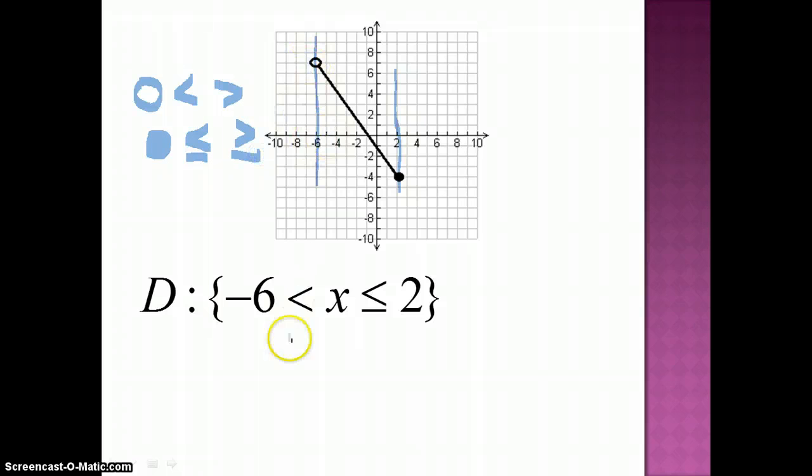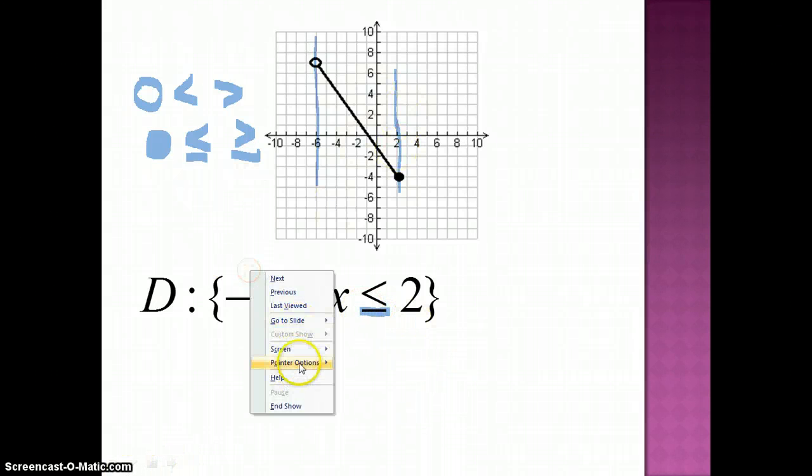So with the -6, it's an open circle, so there's no line. And with the 2, it's a closed circle, so there's this line underneath here. And now let's look at range.